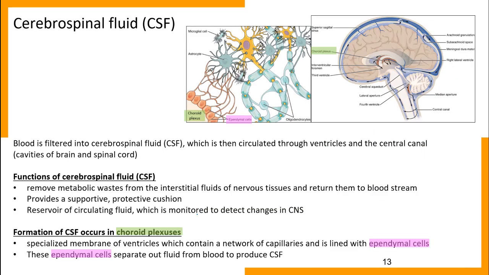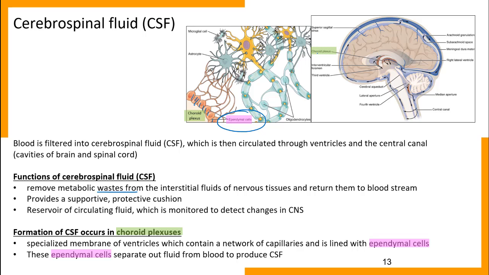Speaking of cerebrospinal fluid, this is the last section of this lecture. So cerebrospinal fluid is produced from blood, from the filtration of blood through these ependymal cells, which are found lining the empty spaces in the brain called ventricles. So this is what happens. So what you have is the functions of cerebrospinal fluid. It helps to remove waste from the interstitial fluids of nervous tissue and return them to the brain.